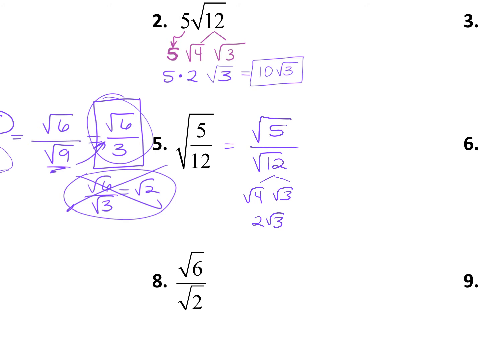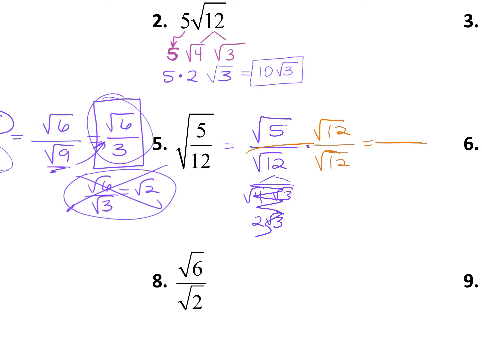Which do you prefer? Because I really don't care. Which one seems easier to you? Thoughts? The rad 12? Okay, let's try that first. Okay, so if I take this, let's forget about this for a second. If I take this and I multiply by rad 12 over rad 12.